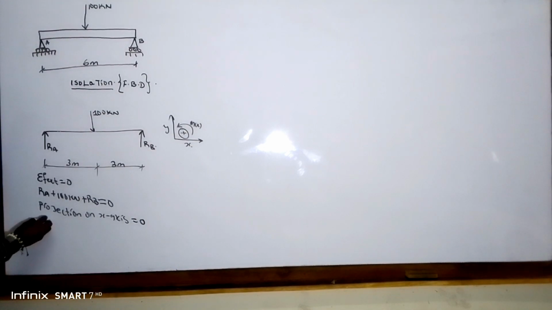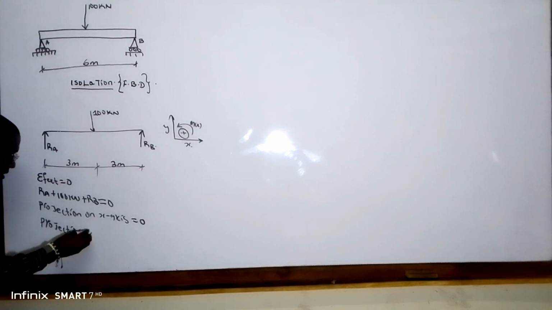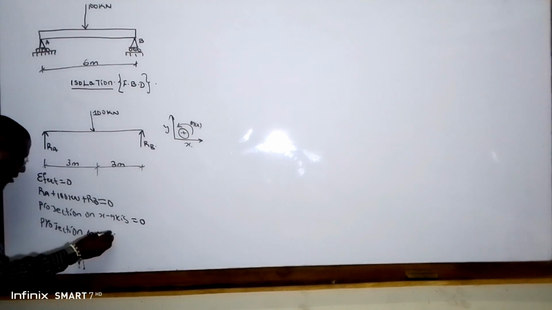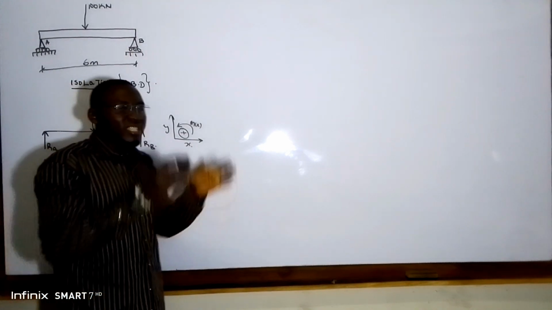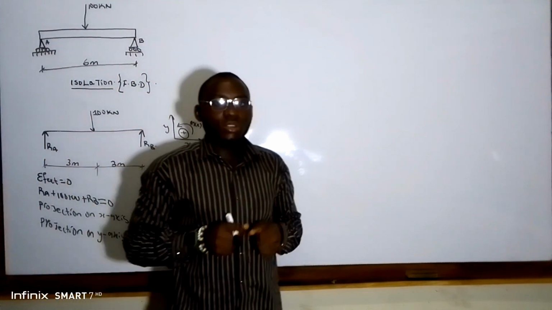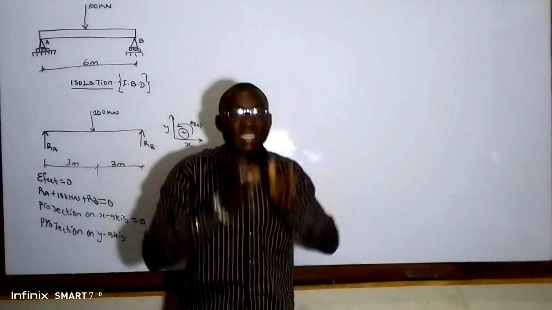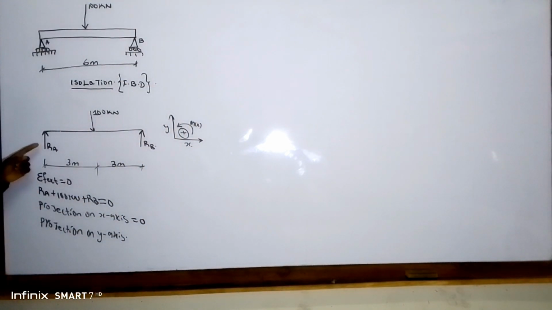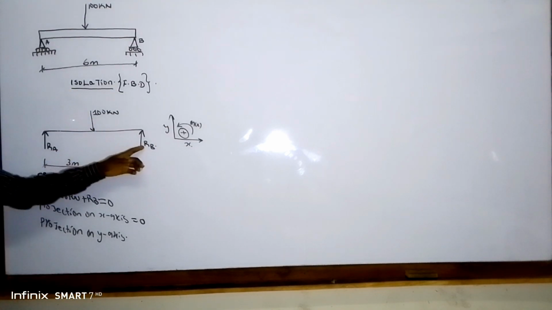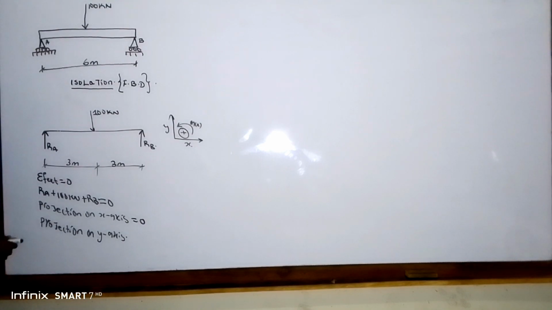So projection on Y axis. Projection on Y axis means the vertical forces, forces that act vertically. So when we take a look at our beam, we are going to discover that RA is a vertical force, 100 kilonewton is a vertical force, RB is a vertical force. So projection on Y axis.